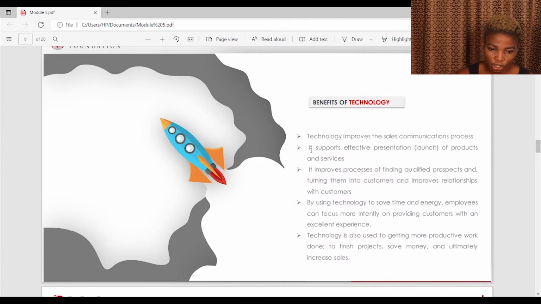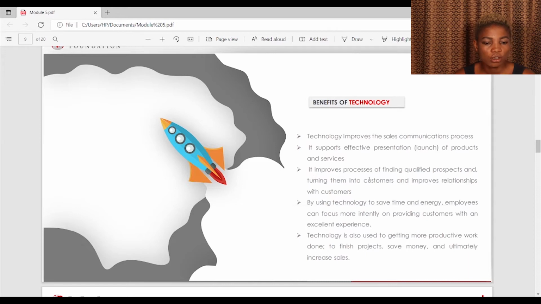benefits of technology. It supports effective presentation, launch of products or services. Right? For branding and all that, you can literally launch your business online. You can even do it online, in store, and at the same time publicize it online. You can send a text message to people. You can do an ad, a graphic design of, oh, this is what our business is all about. These are the products we are selling.